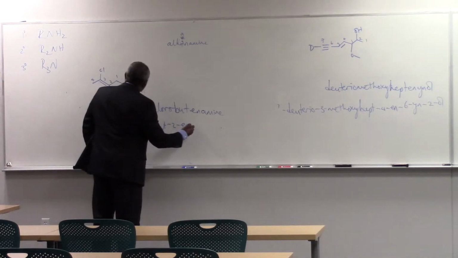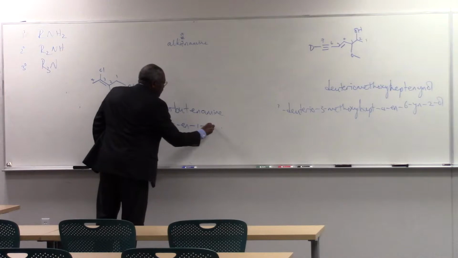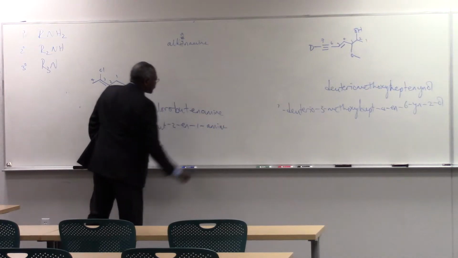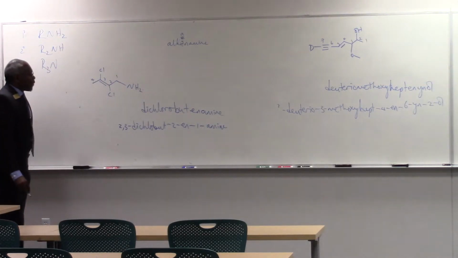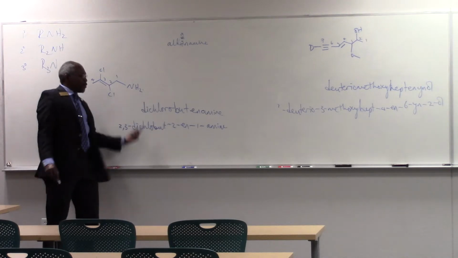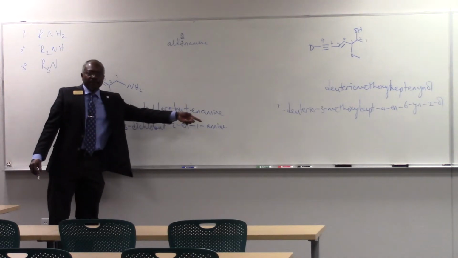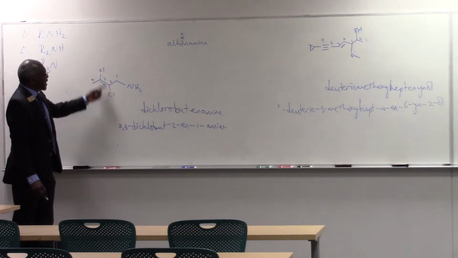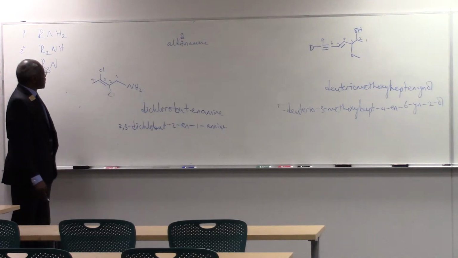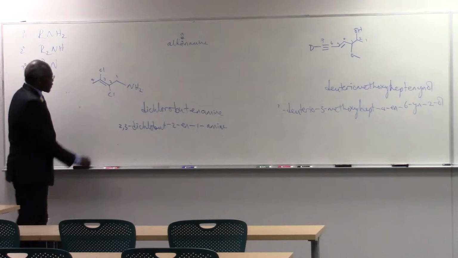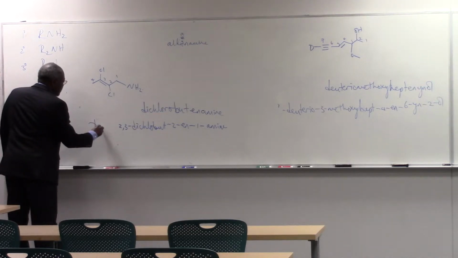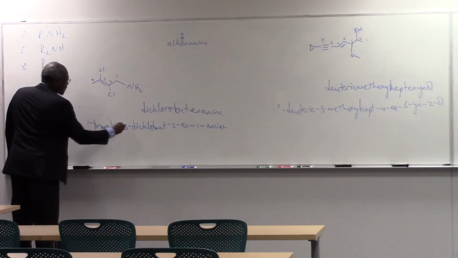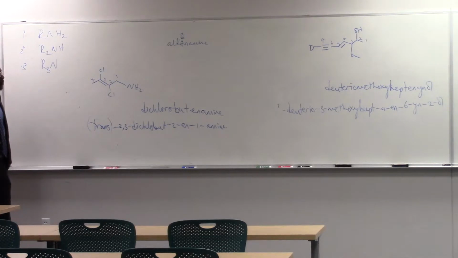but 1 amine. Or 2, 3 dichloro, 2 buten, 1 amine. I need the configuration. Well, it's clearly trans. So I can call this trans 2, 3 dichloro, 2 buten, 1 amine.